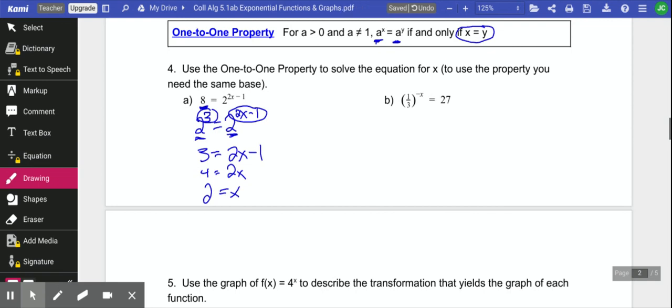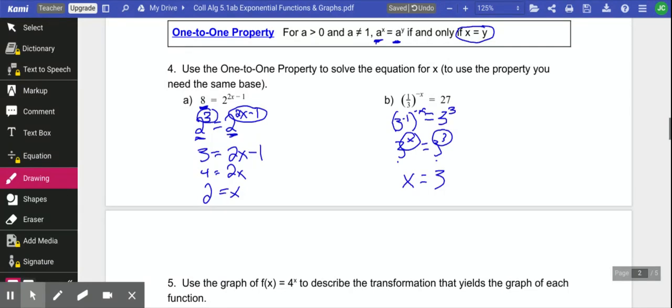We're going to do the same thing in b. We're going to rewrite these so that they have the same base. Let's see, 27 is 3 to the third. I don't want to do anything with that negative x yet. 1/3, that's 3 to the negative 1. And then I can multiply those two exponents, so I get 3 to the x equals 3 to the third. And since the bases are the same, that means that the exponents have to be the same. So x equals 3.